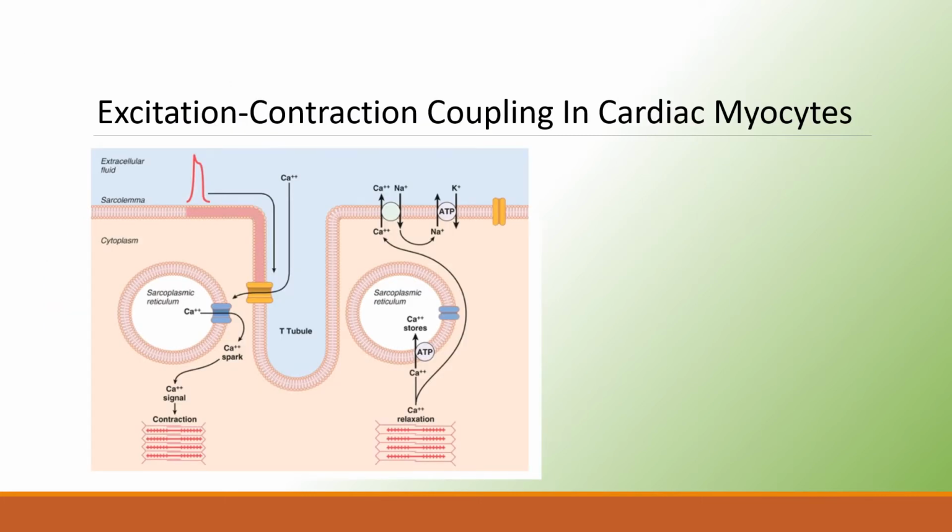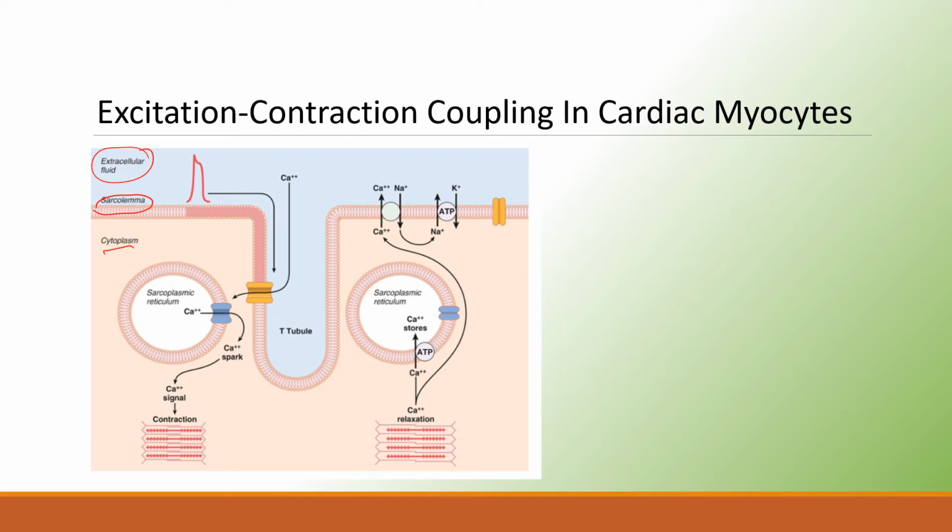Okay, so here I want to talk about excitation-contraction coupling in cardiac myocytes. Now, this is actually very similar to what we saw in skeletal muscle excitation-contraction coupling, but there are a few key differences. So what we're looking at here is a single cardiac myocyte in the cartoon. This is the sarcolemma, and if you recall, that's the plasma membrane of the muscle. So it's the plasma membrane of the cardiac myocyte. This is the extracellular fluid. That's just to help us get our bearings.